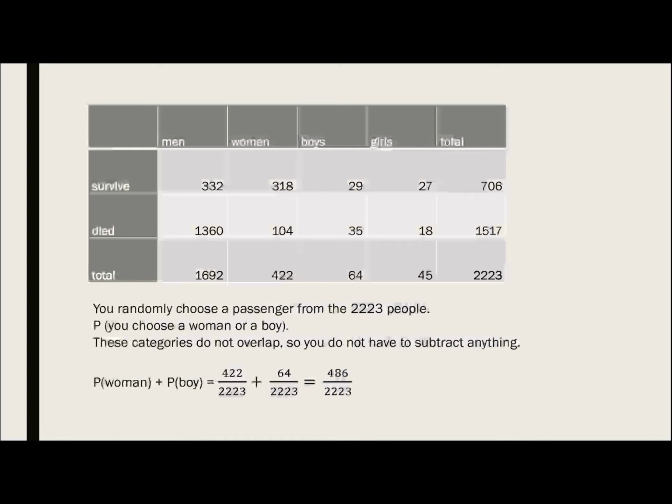What's the probability you choose a woman or a boy? These categories don't overlap. You can't be a woman and a boy at the same time, so you don't have to subtract anything. So just find the two probabilities. There's 422 women plus 64 boys. They're both out of the same amount, the total number of people, 2,223 total people.